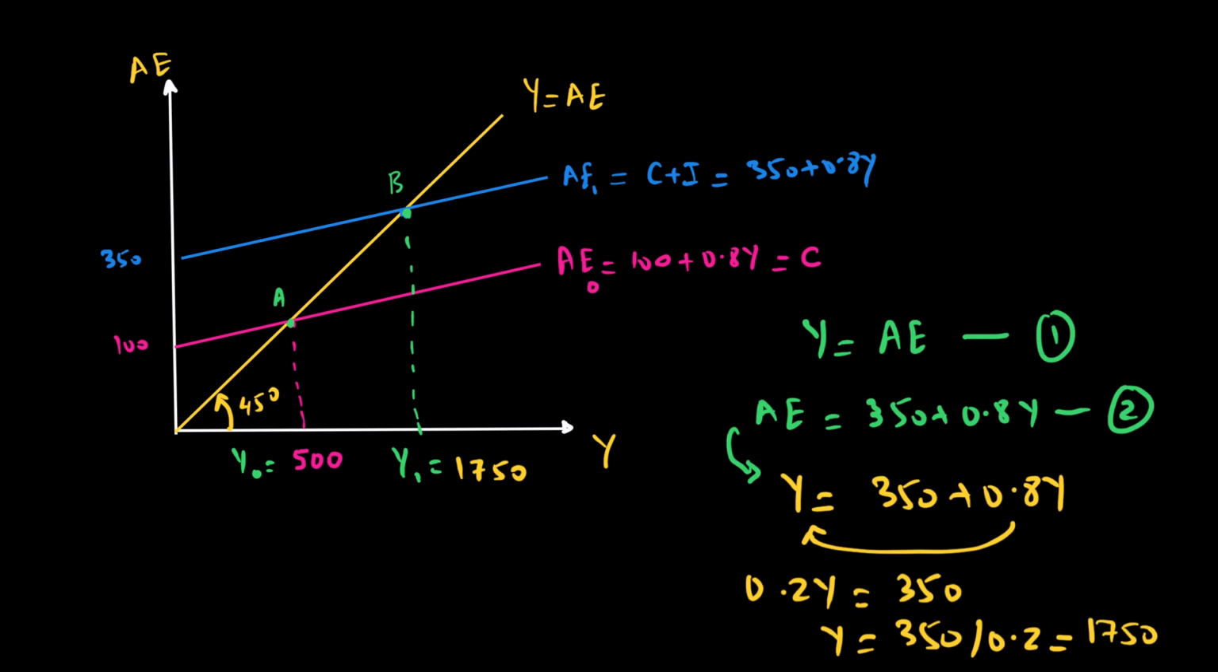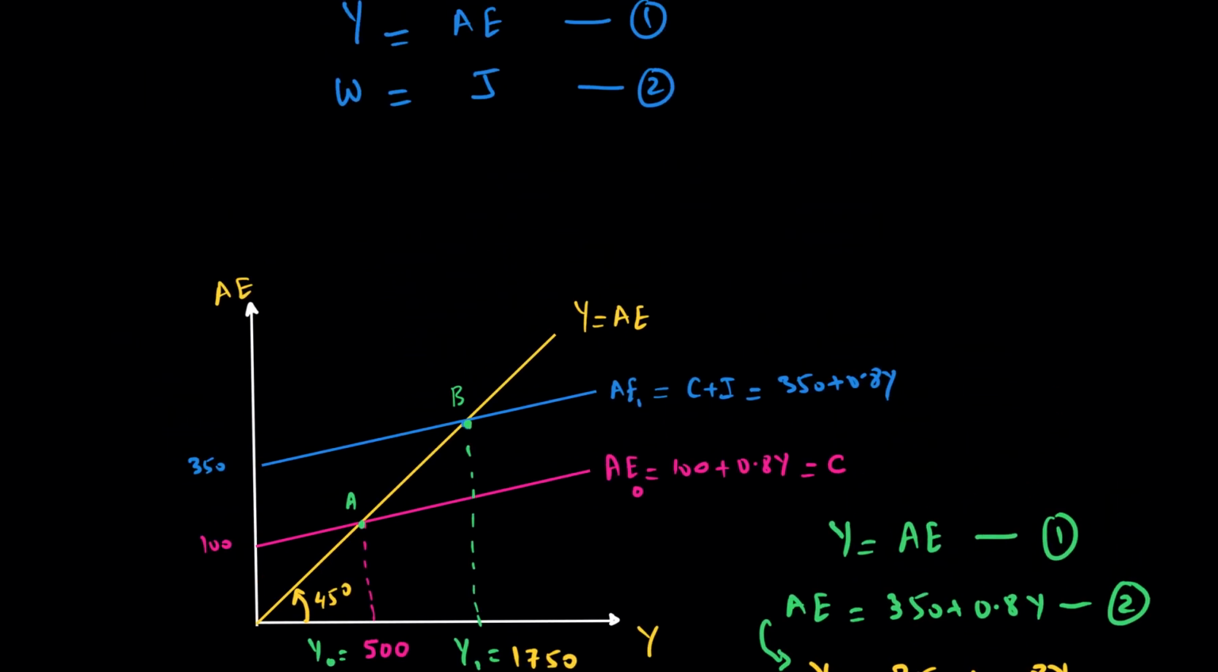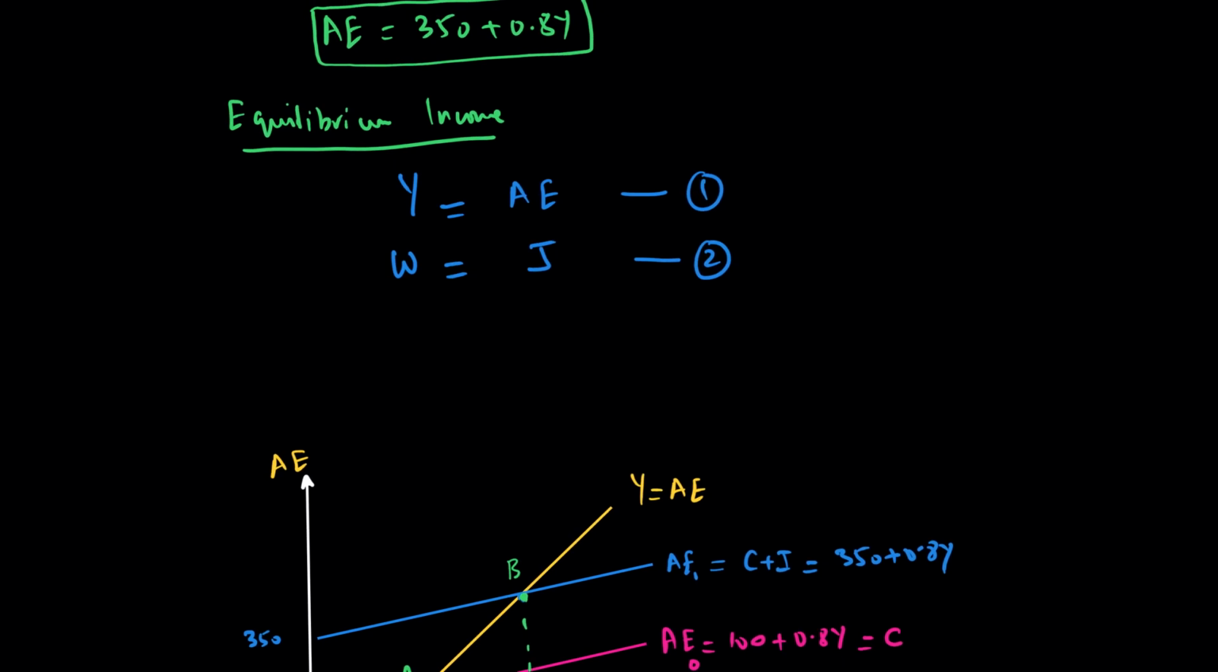Now this same answer can come through the withdrawal and injection approach. Remember, I said that when you are in equilibrium, y must equal AE, which we just saw, and we got 1750 out of it, but W must also equal J, which means all the withdrawals must equal injections, and we call that the withdrawals and injections approach.